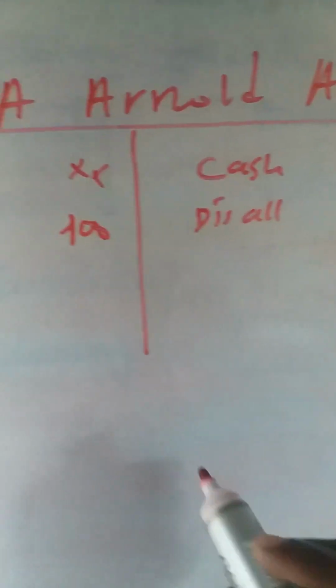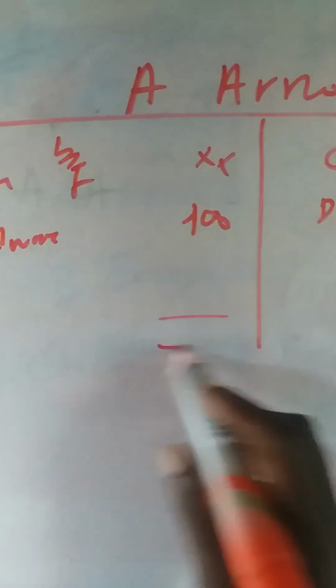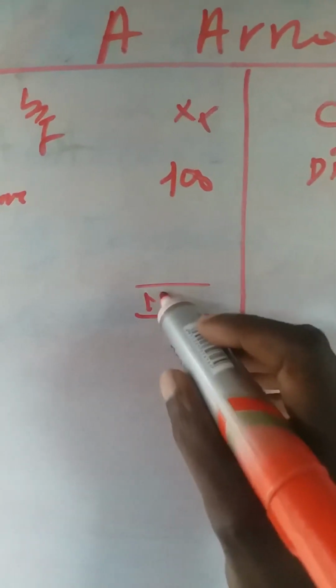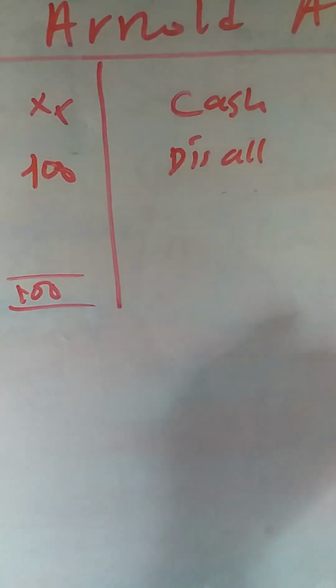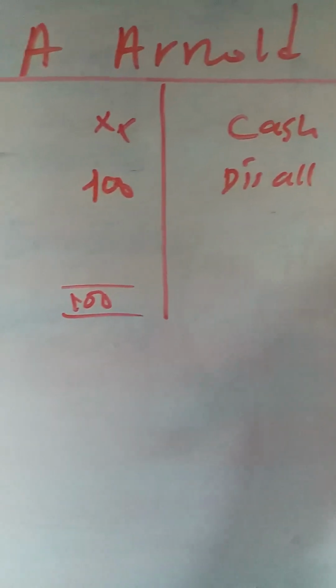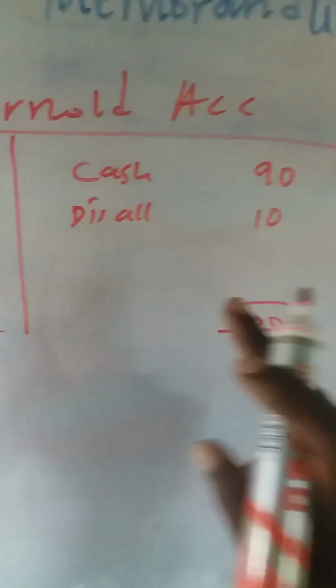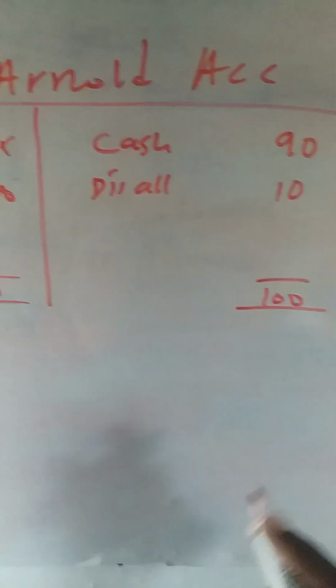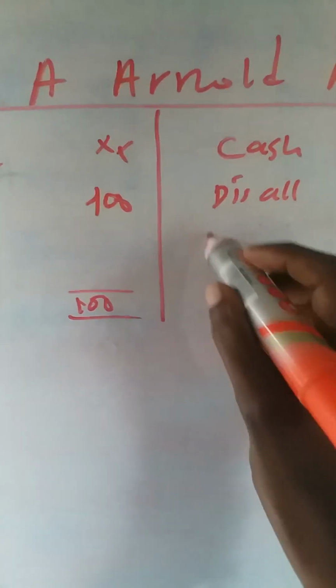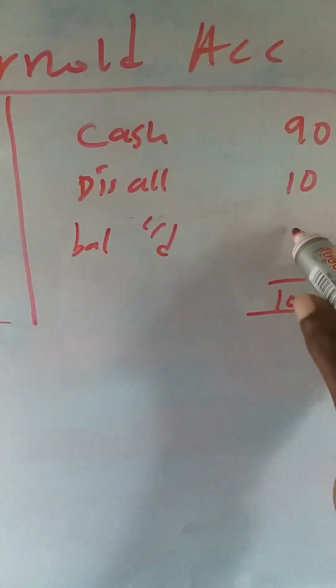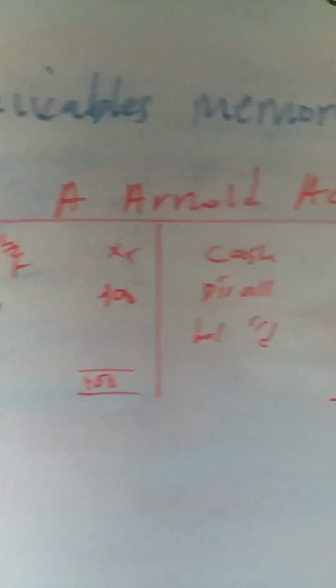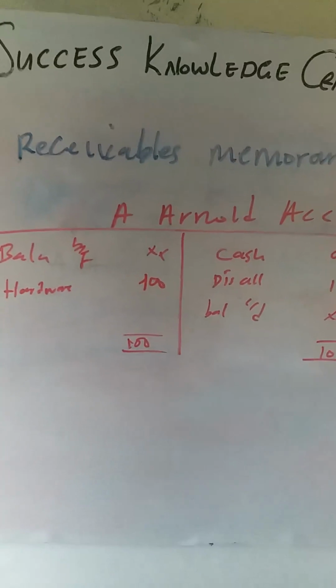Let's balance this up. From the debit, we have 100, and here we have 100. So this account was closed. The payment was complete. There was a discount of 10, and they paid 90. We don't have a balance carried down. Okay? So this is the memoranda account for Anode.